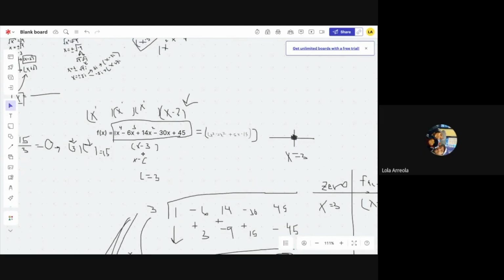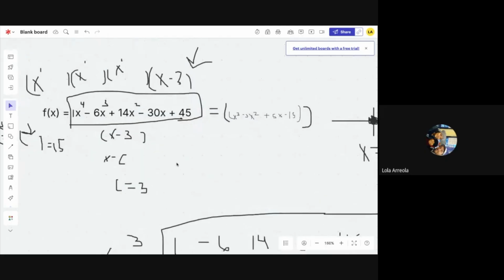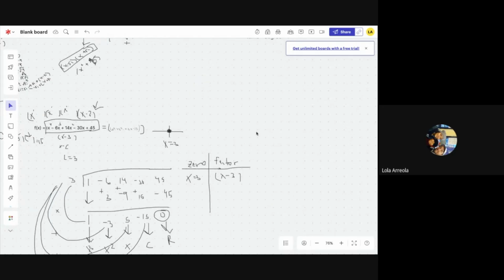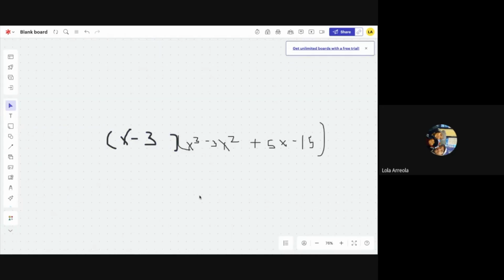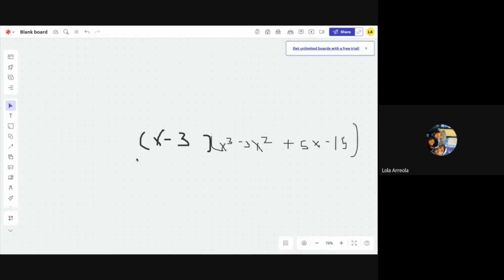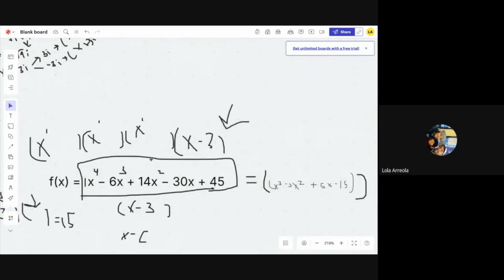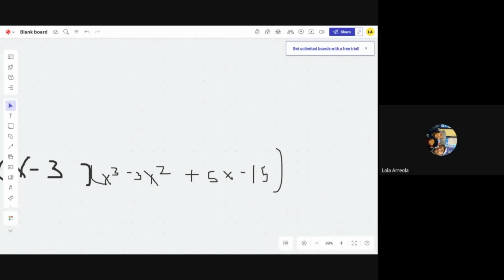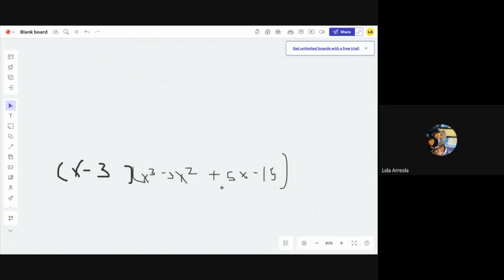So just like 15 divided by 3 is 5, then 5 times 3 is equal to 15. So I'm going to go ahead and rewrite this as (x - 3) times (x cubed minus this). This is equal to this long polynomial, x to the 4th minus 6x cubed and so forth. Okay, so all I've done was slightly factor this.